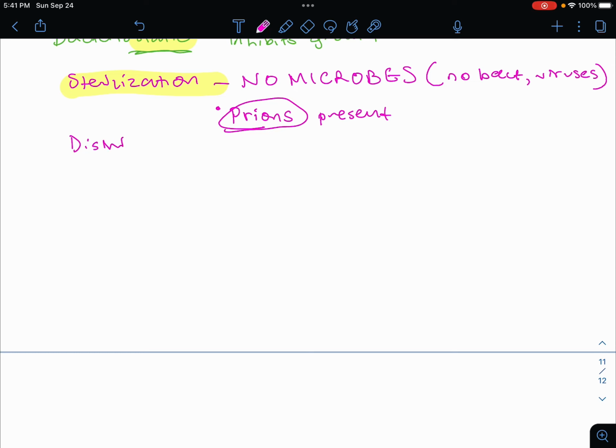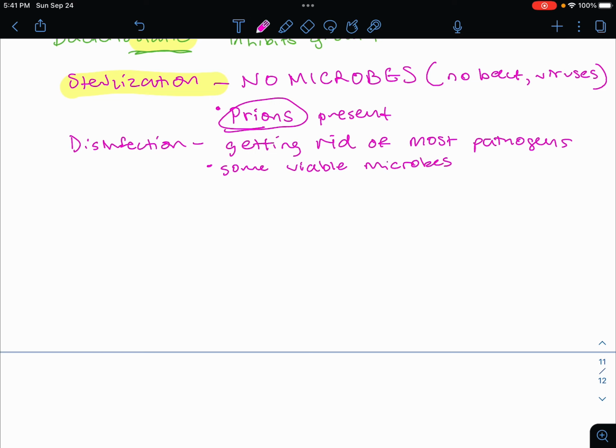Disinfection. This means the elimination of most or all pathogens. Again, a pathogen is something that causes disease, and some viable microbes will remain. So with sterilization, you're getting rid of everything. With disinfection, some of those viable microbes will still be there.